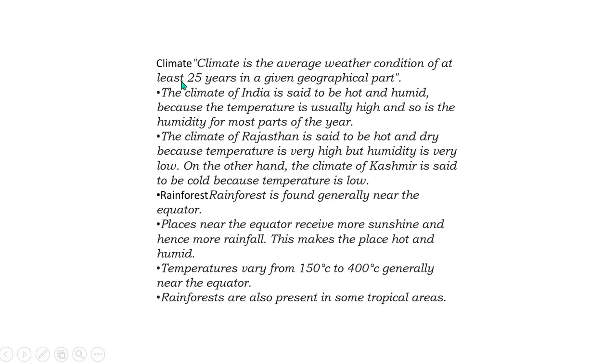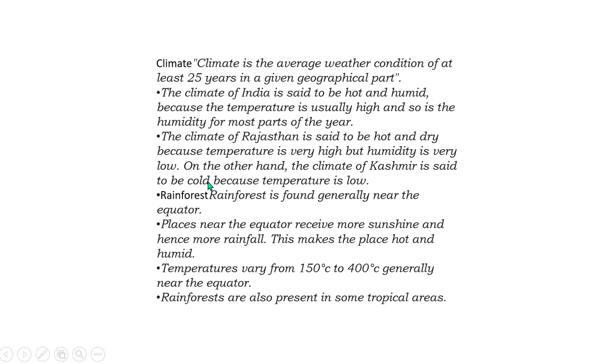The average weather condition of at least 25 years in a given geographical part is the climate. So the climate of a particular region, in a particular area or city, we can say is cool or hot, anything. Likewise, India is said to be hot and humid because the temperature is usually high, and so is the humidity for most parts of the year.